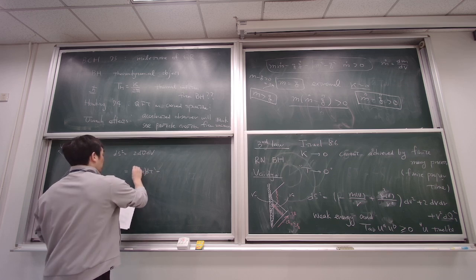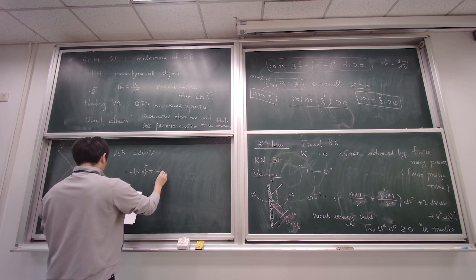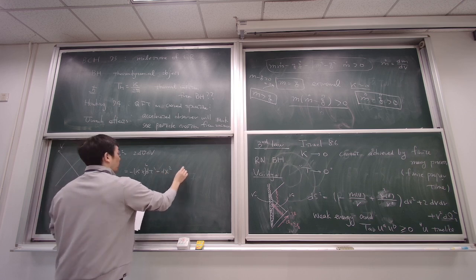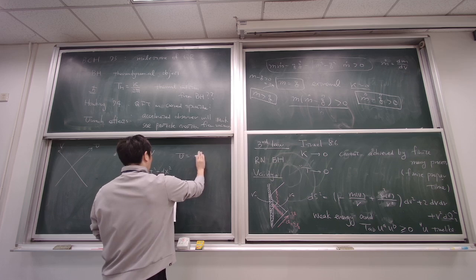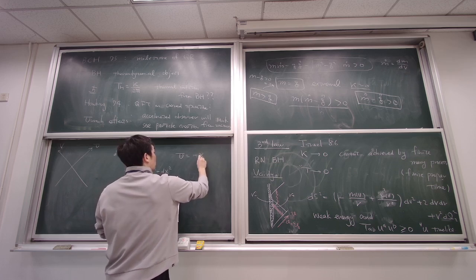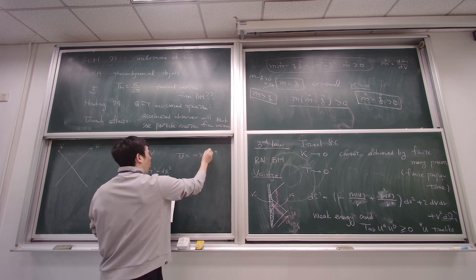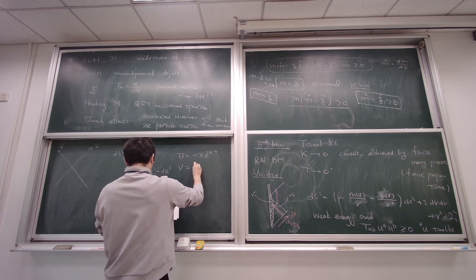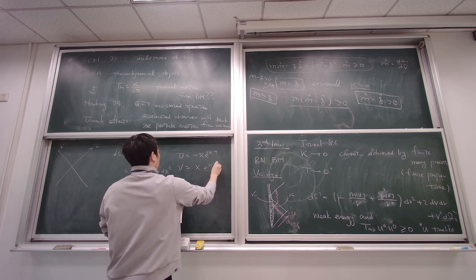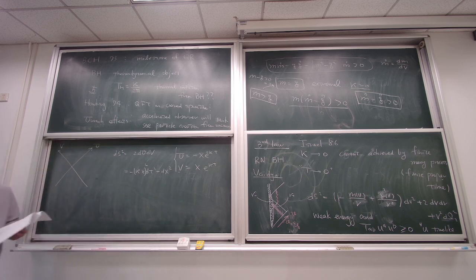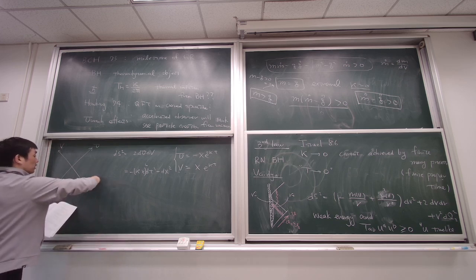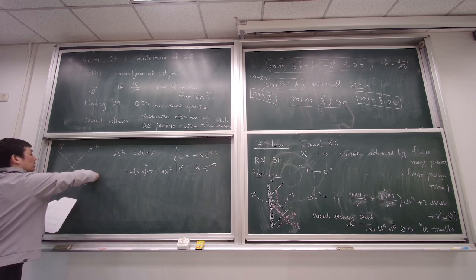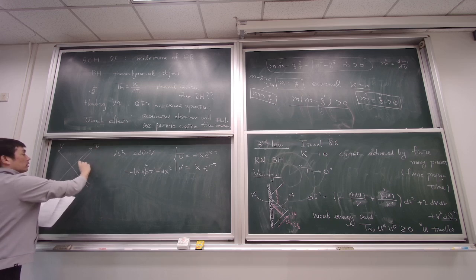Yeah, kappa x square minus dx square, where u is equal to minus x e to the kappa t, and then b is equal to x e to kappa t, like this way. Okay, and then you just consider some accelerated observer, which is x is constant. X is constant.